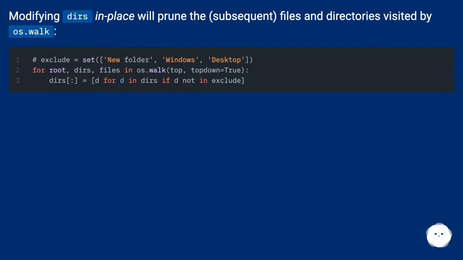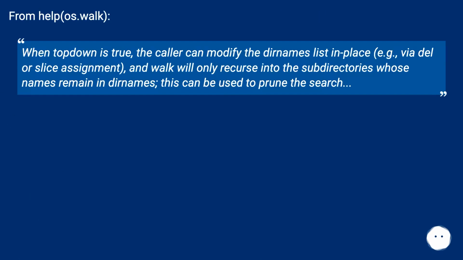Modifying dirs in place will prune the subsequent files and directories visited by os.walk. From help(os.walk): when topdown is true, the caller can modify the dirnames list in place, for example, via del or slice assignment, and walk will only recurse into the subdirectories whose names remain in dirnames. This can be used to prune the search.